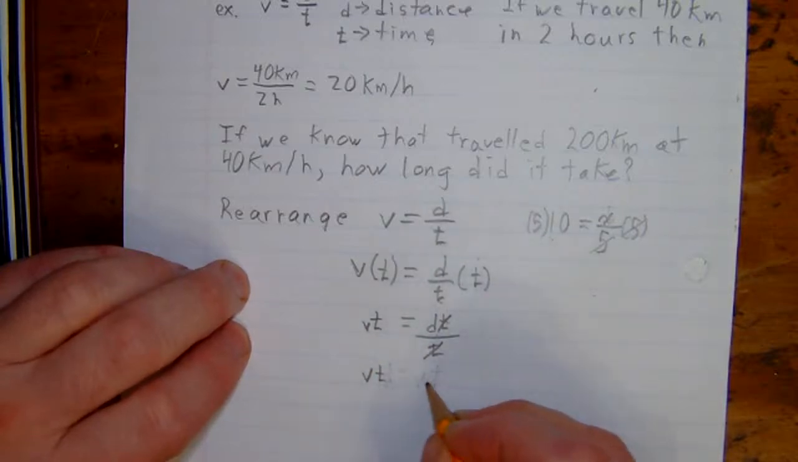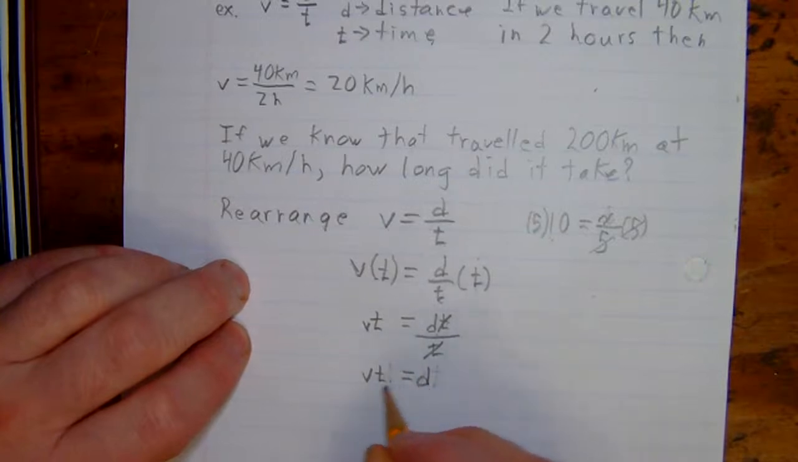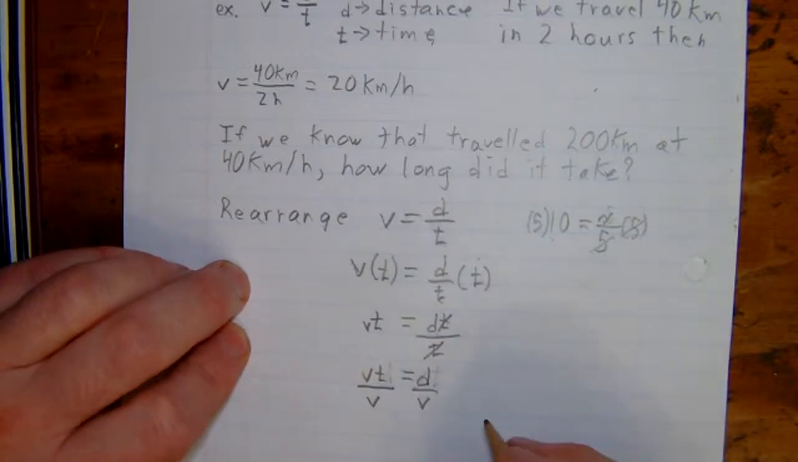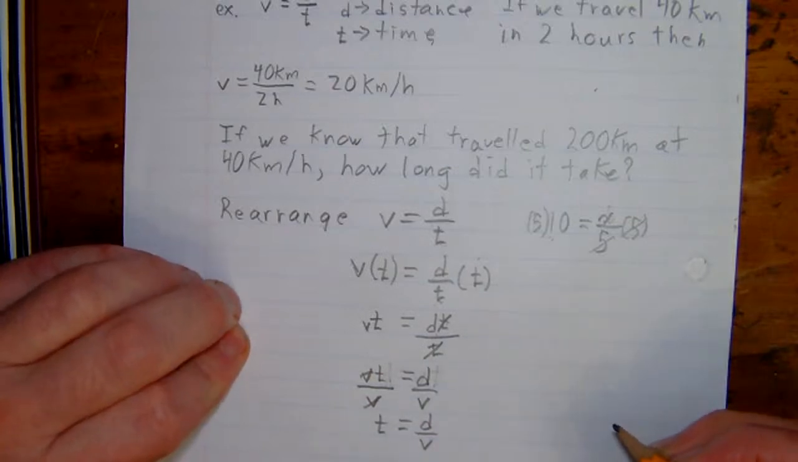How do we undo that multiplication? Well, we're just going to divide by v. And whatever we do to one side, we have to do to the other. v divided by itself, that's 1. So 1 times t is just t, and we get t equals d over v.